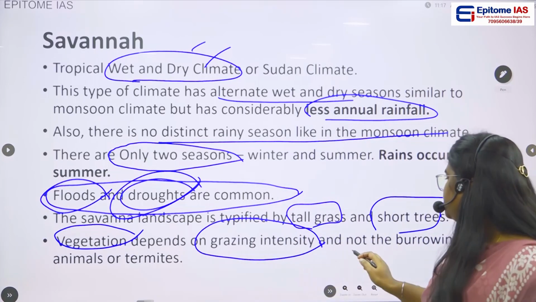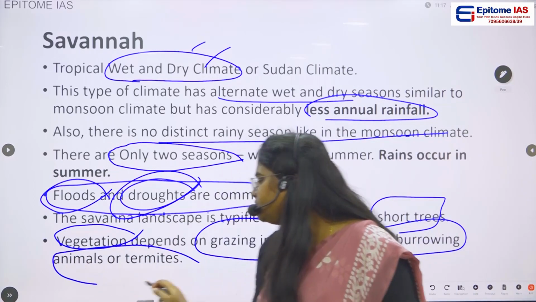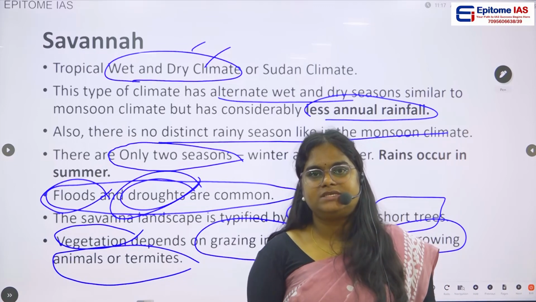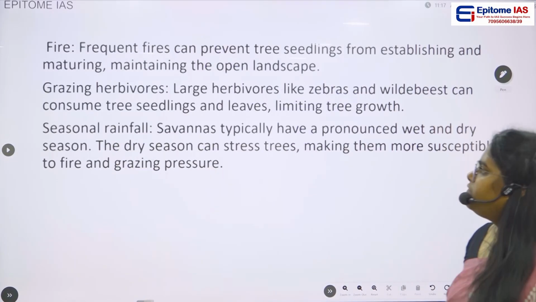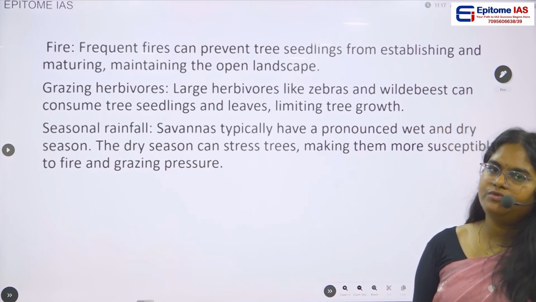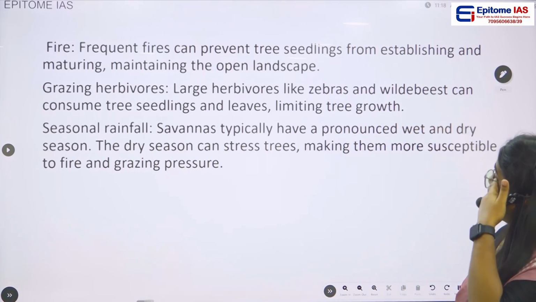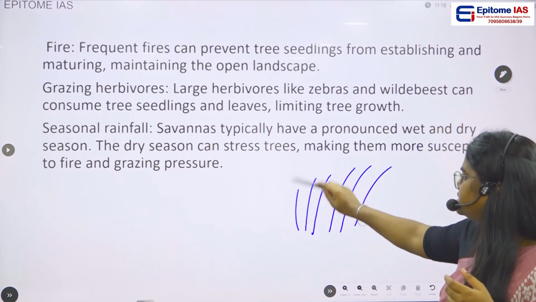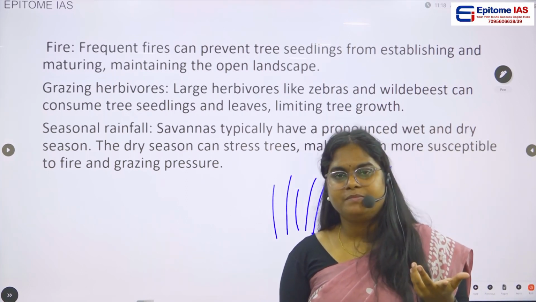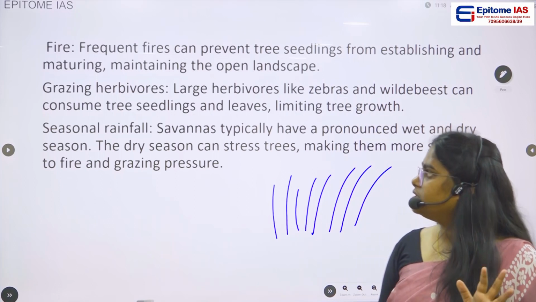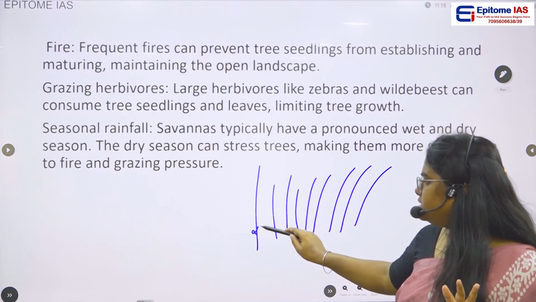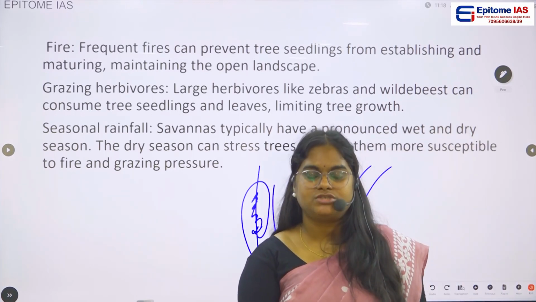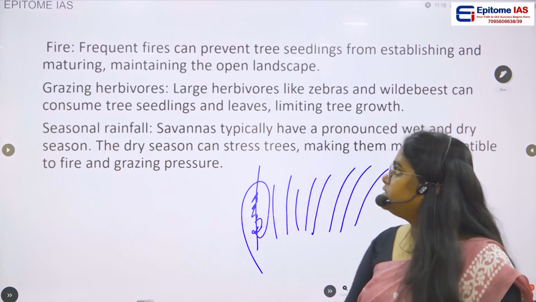And it is not burrowing animals or termites. Even though this is one of the factors, it's not a very significant factor. Okay. Then fire. So they are prone to frequent fires. Why? Because as we already saw, during the dry season these grasses dry up and they are prone to forest fires. Okay. And during the fire, what happens? These seedlings also get burnt out, and there is no seedling left for the production of forest again. So that is one reason.